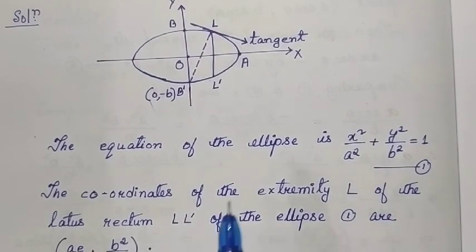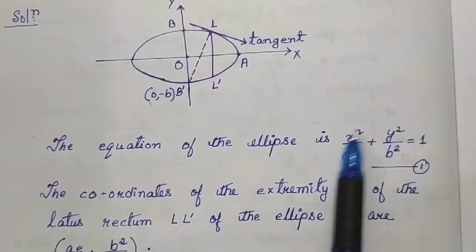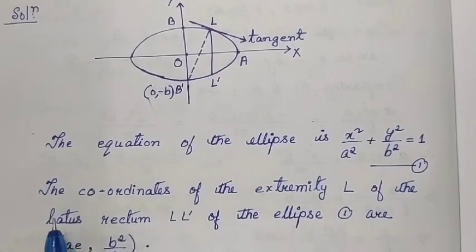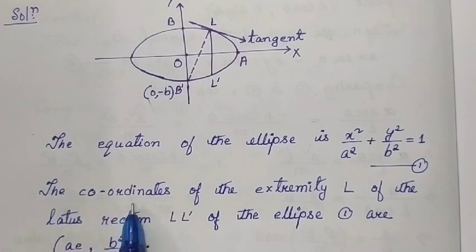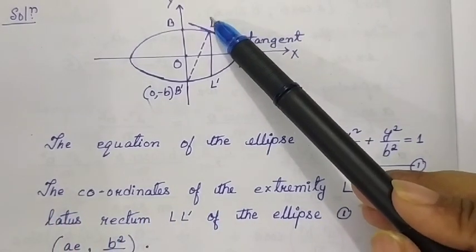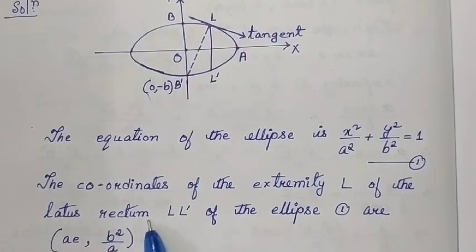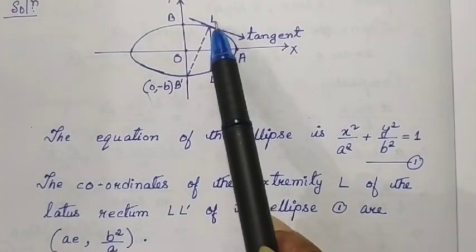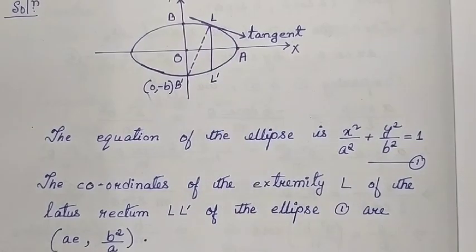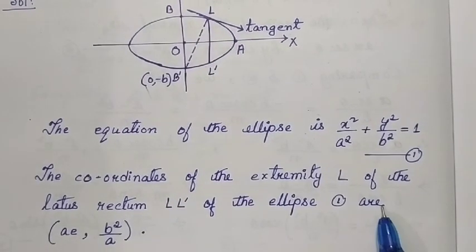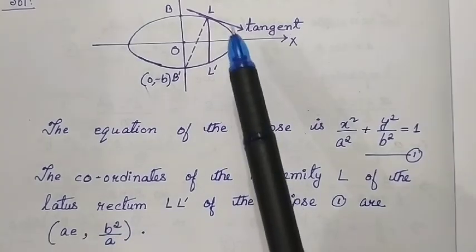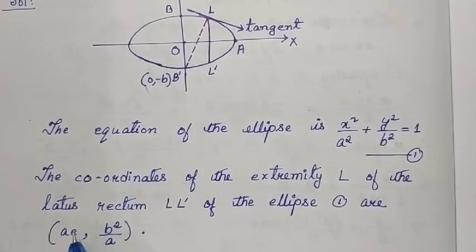The equation of the ellipse is already given. Now the coordinates of the extremity L: L is the extremity of the latus rectum LL dash, which is the latus rectum of the ellipse. So here the L coordinate will be ae, b square by a.